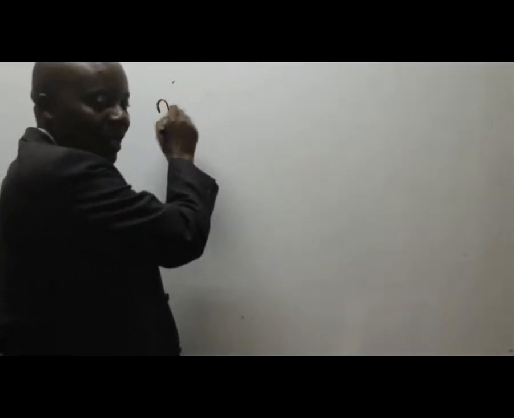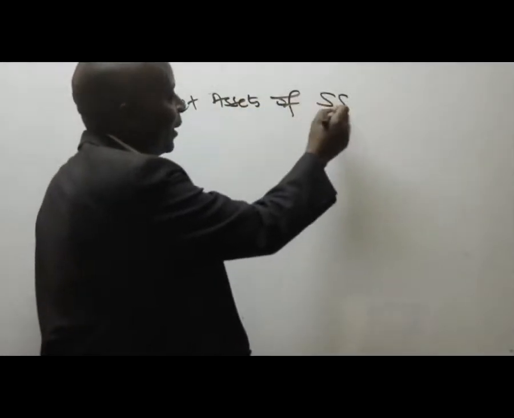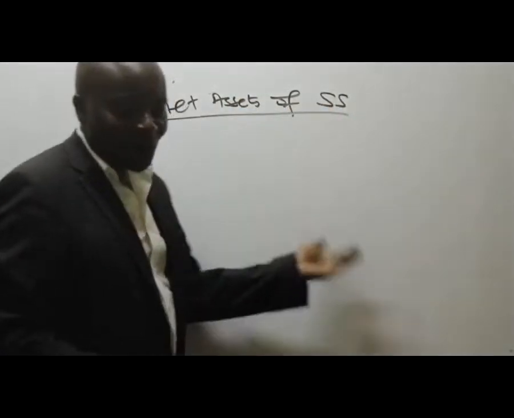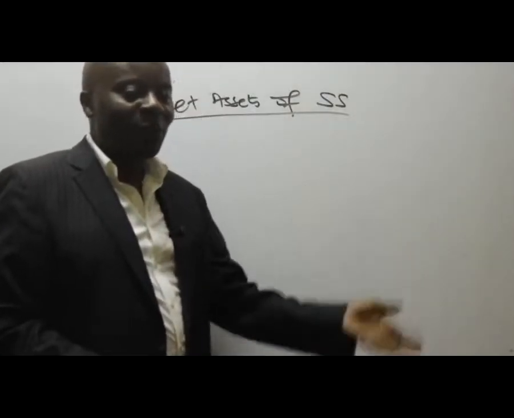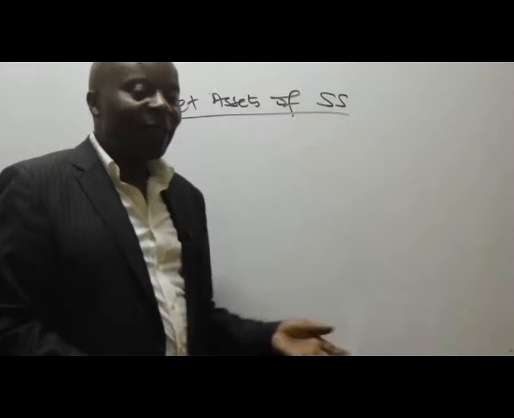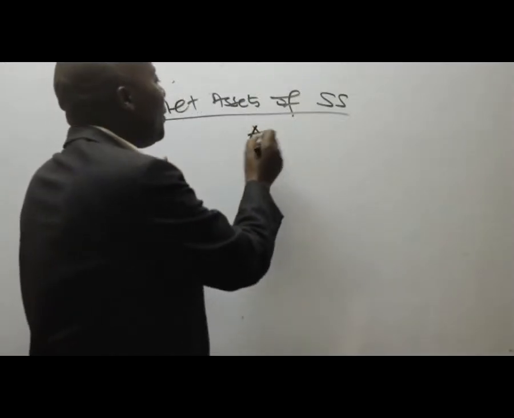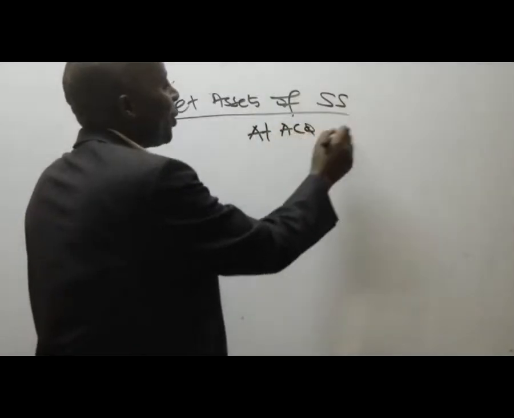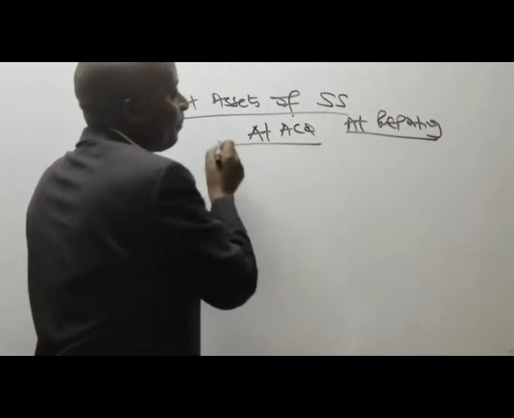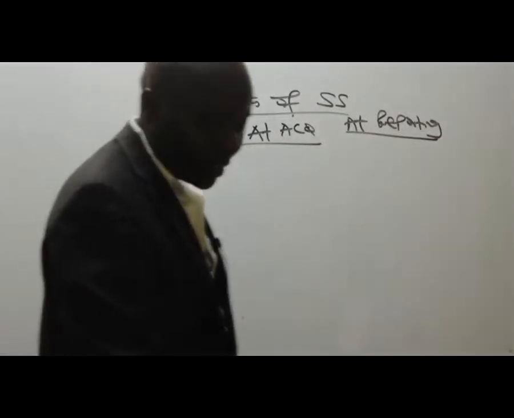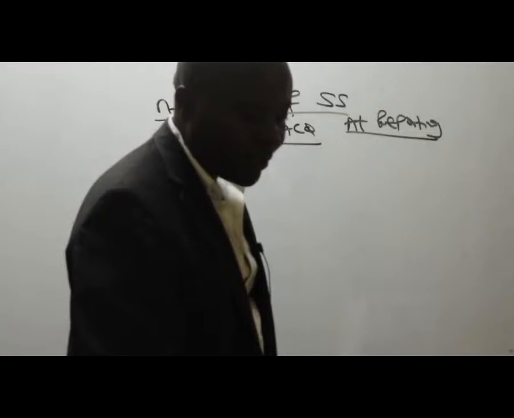So now we have here the net assets of this other subsidiary. If it was an associate, we don't go looking for net assets of associates. Those are small investments. But for subsidiaries, you must give us net assets. So for SS, could you kindly give me the net assets at acquisition and the net assets at reporting?